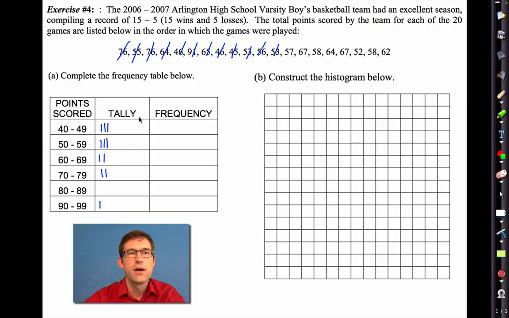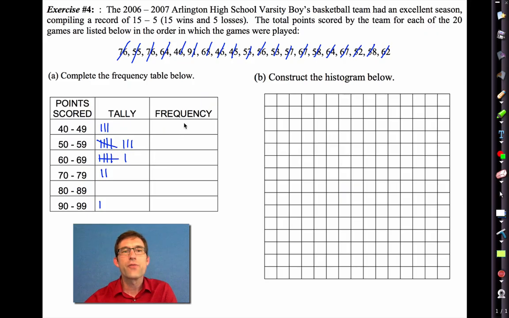56 there. I got to not do all these side conversations, otherwise I'm going to botch it. 57, we'll do that. 67 is going to go here. 58 is going to go here. 64 will go down here. A 67 will also go in this category. A 52 goes up here. A 58 goes up here. And a 62 goes down here.